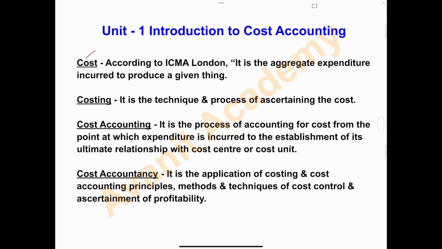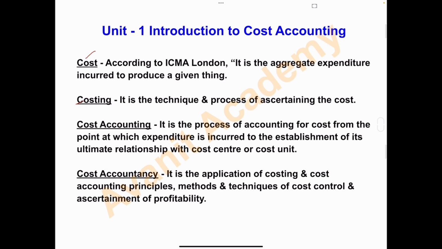Purchase of raw material, machinery expenses, salary or wages to the workers, advertisement, packaging, salary or commission to the salesmen, etc. So all these expenses are called cost. So it is the aggregate expenditure incurred to produce a product or the given thing that is called cost.